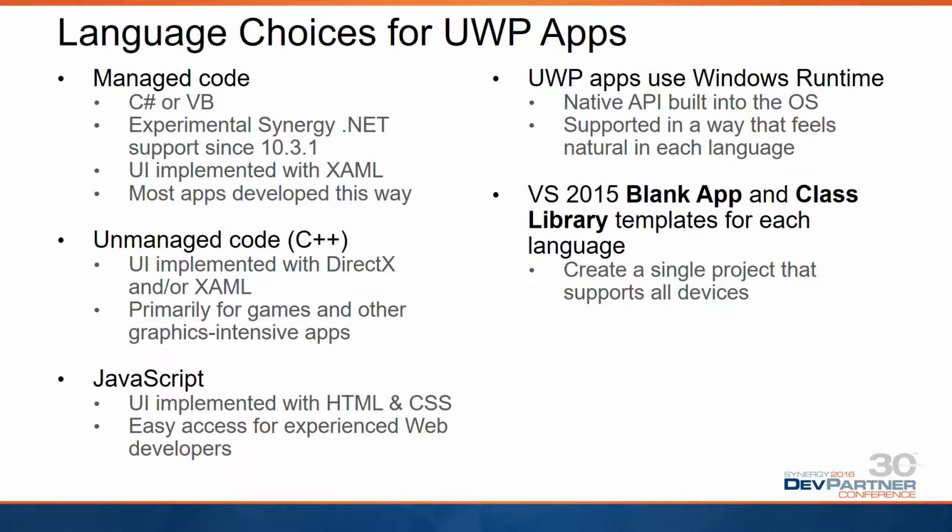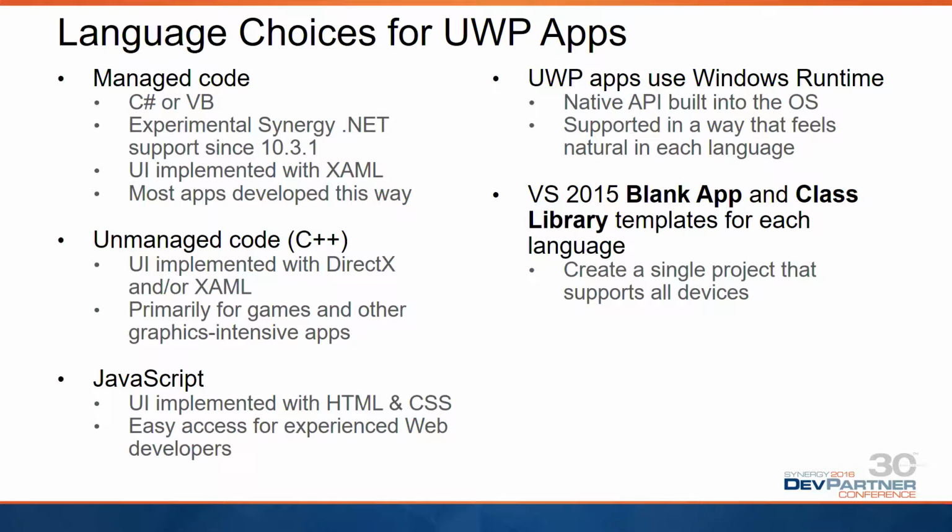And it is also possible to write UWP apps in a combination of JavaScript and HTML and CSS. That was done to really make it easy for web developers to get in and play in this world. So you can write Universal Windows apps using those traditional web type tools and technologies as well.